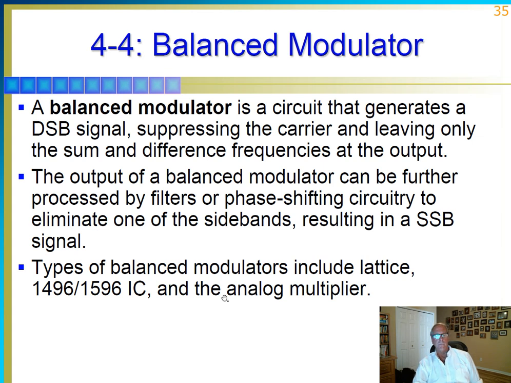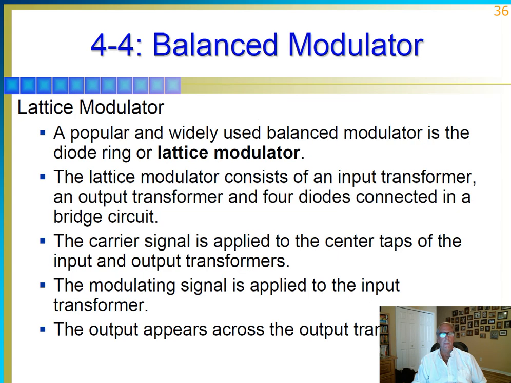All right, so there's some chips here, 1496, 1596 ICs. You can use some multipliers. Lattice modulator is the same basic concept. It uses a diode ring and a transformer. We'll look at some schematics in a moment.